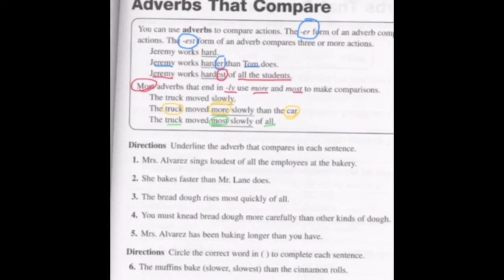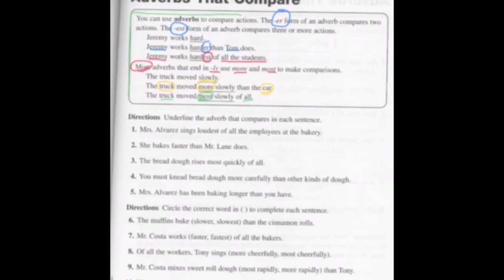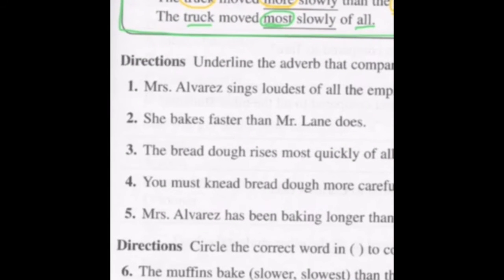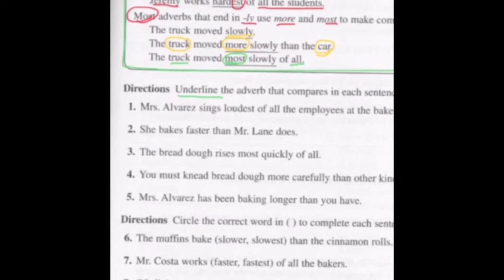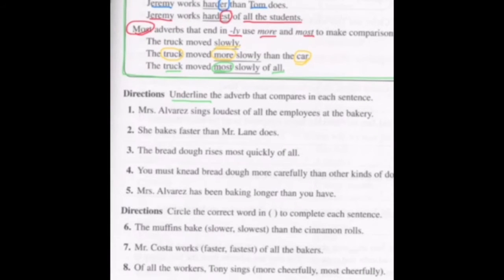All right, refer back to these directions up here and explanations if you need to. But let's look at our problems 1 through 5. The directions say to underline the adverb that compares in each sentence. Sentence 1. Mrs. Alvarez sings loudest of all the employees at the bakery. Well, how does she sing? She sings loudest. She bakes faster than Mr. Lane does. How does she bake? Bake is our verb, and faster describes the verb.